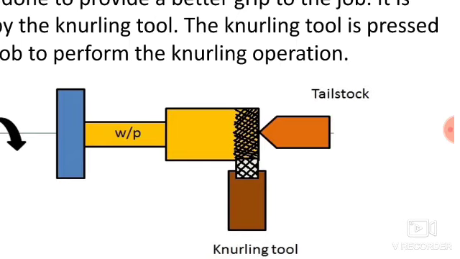The knurling tool is pressed over the surface of the workpiece to produce the pattern, and that pattern is useful for proper grip. Here you can see a knurling tool is pressed over the workpiece, and due to that, whatever pattern is present over the knurling tool, we can transfer to the workpiece. The same pattern we will get over the surface of the workpiece. That is known as knurling operation, and knurling is done for the proper grip of the workpiece.